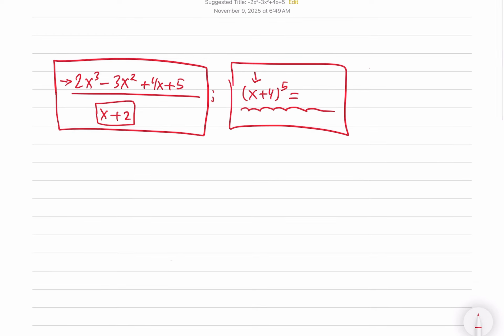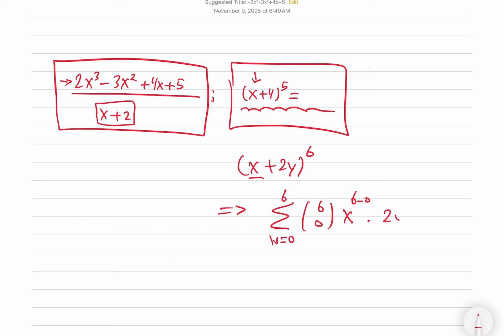Let's say I have x plus 2y to the power of 6. How do I do this? Well, remember, you always write down the power first, so 6. Then you start at k equal to 0. Then you write down 6, 0, right? The first term is x to the power of 6 minus 0. The second term is simply 2y, which would be raised to the power of 0.